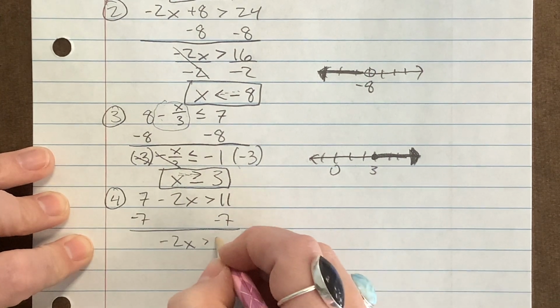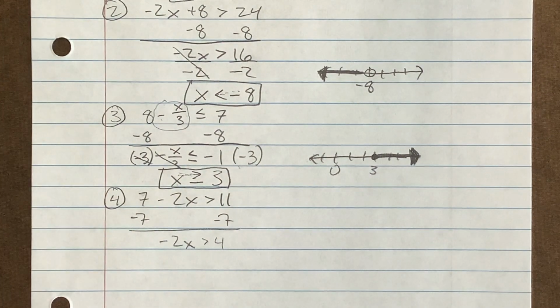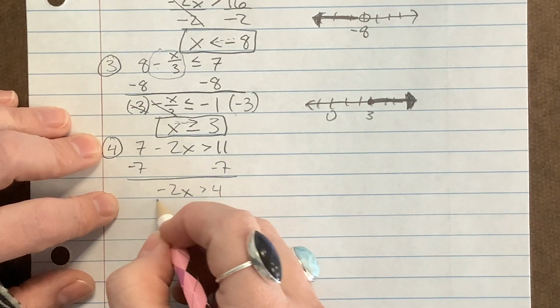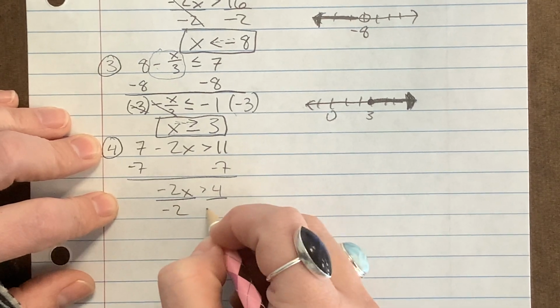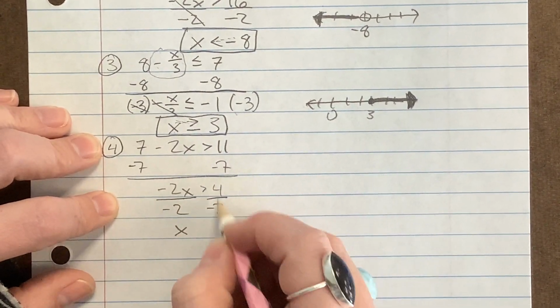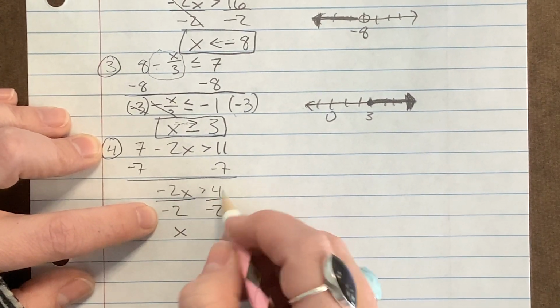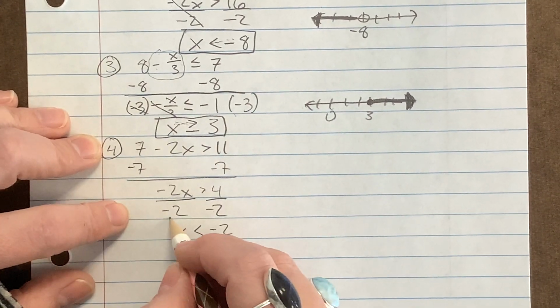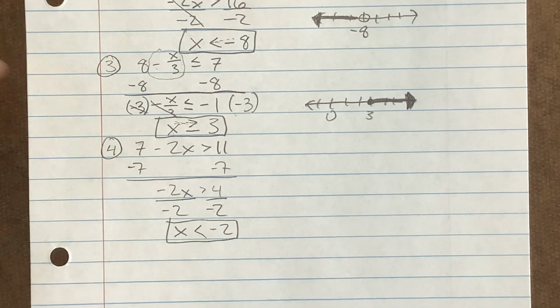-2x is greater than 4. And now we have multiplication. So to undo multiplication, we're going to divide. And we get x. We divided by a negative, right? So we have to flip the sign. And 4 divided by -2 is -2. Okay? Not going to graph that one because I want to save some space for some story problems.